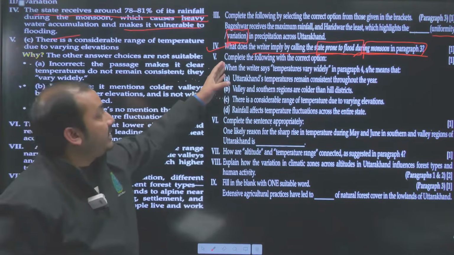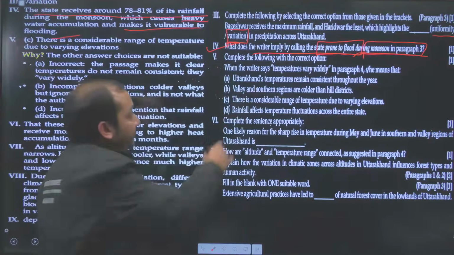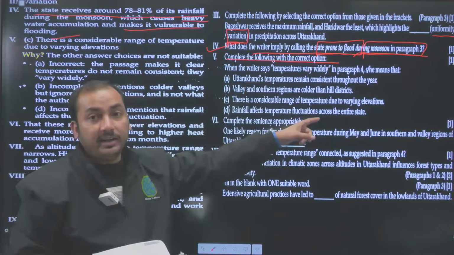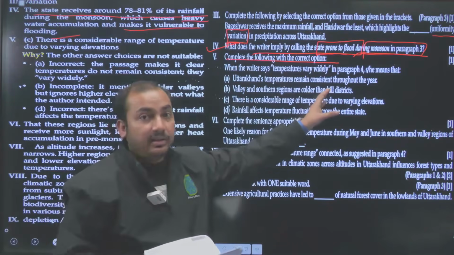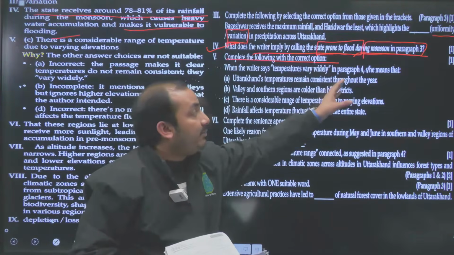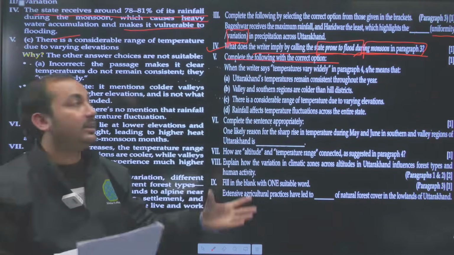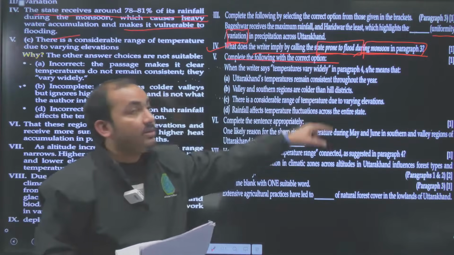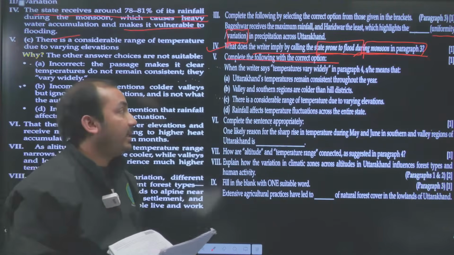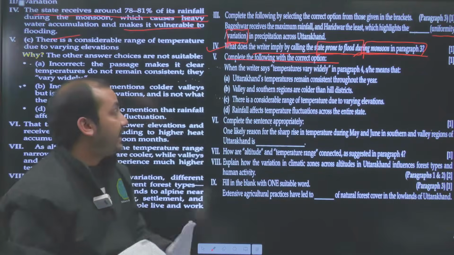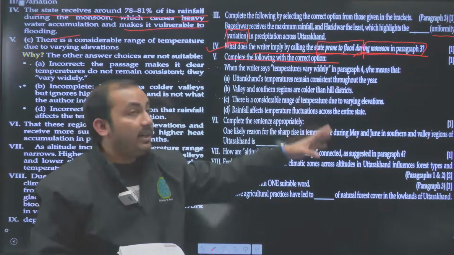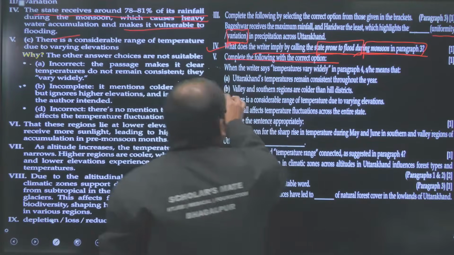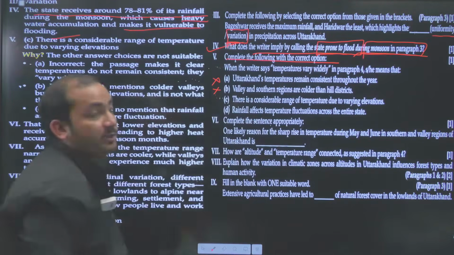So the next question is, complete the following with the correct option. When the writer says temperatures vary widely, it means temperature is different from district to district. In paragraph 4, what does the author want to imply? Uttarakhand's temperature remained consistent throughout the year? No, this was not stated in the passage. Even just the opposite is said. Valley and southern regions are colder than hill districts? No, this was also not mentioned in the passage. These both options are eliminated.